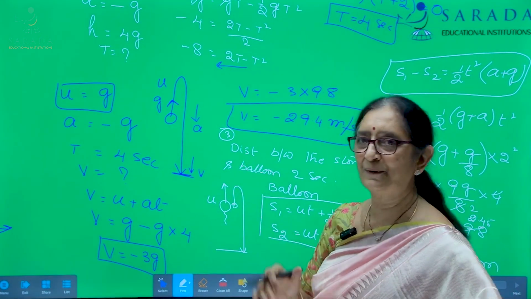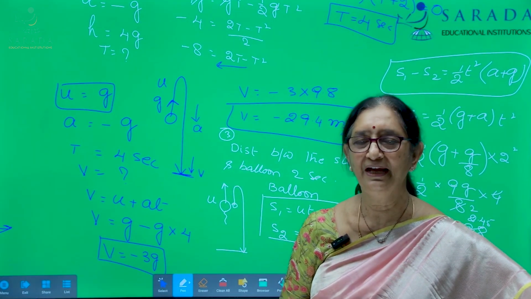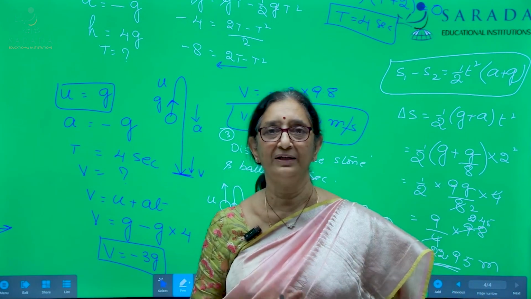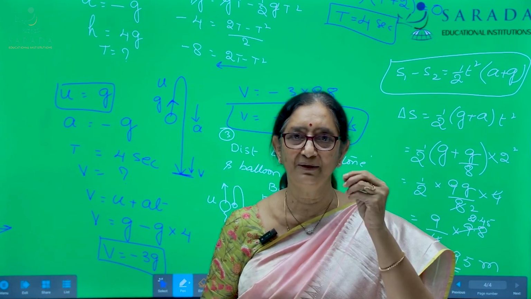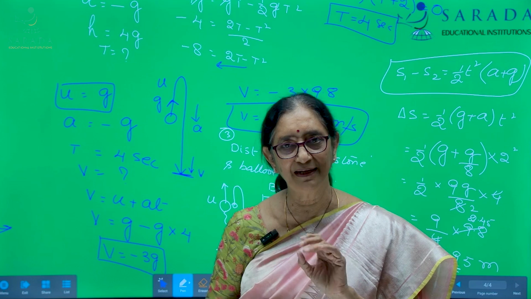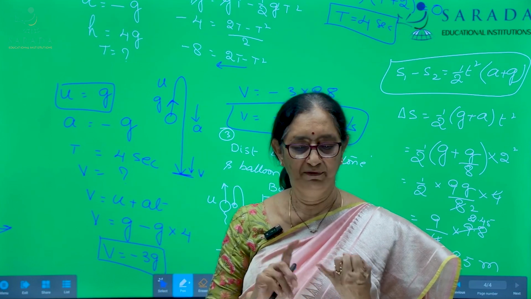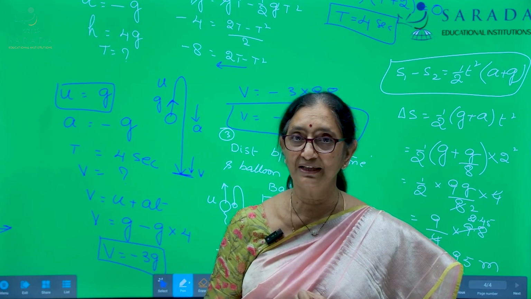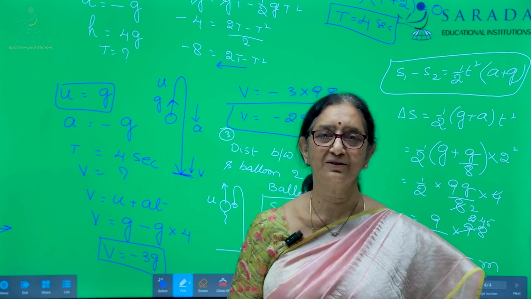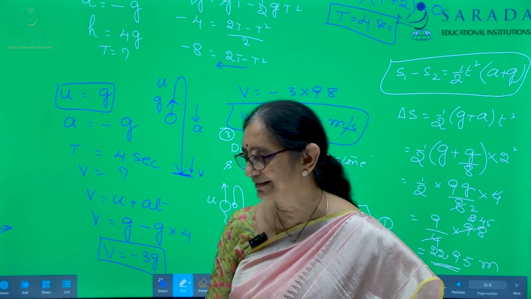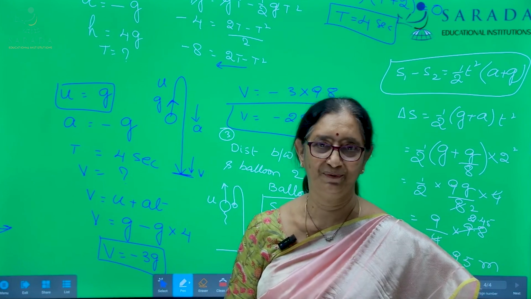So, is this problem clear? Okay. So, all the three models are covered in the single problem. A balloon is rising vertically up with some acceleration, a stone is dropped from it. We found the time taken by the stone to reach the ground, the velocity on reaching the ground, and the distance between the stone and the balloon, t seconds after the release of the stone.